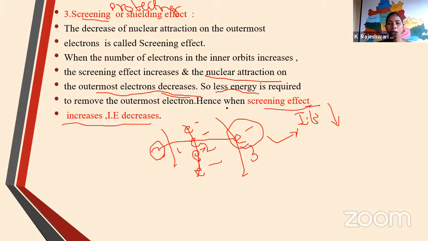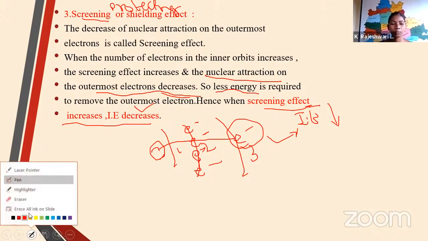See here. Hence, screening effect increases means ionization energy decreases because the innermost electrons are more. The outermost electrons' nuclear attraction is less. Easily we can remove, so less ionization energy we require. So that is the reason for the increasing of screening effect and decreasing of ionization energy.